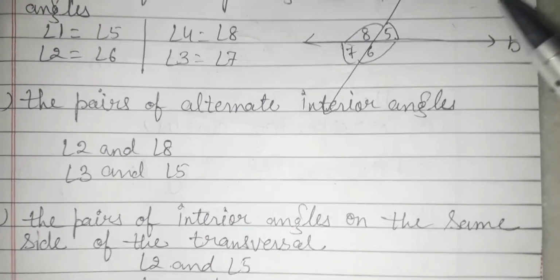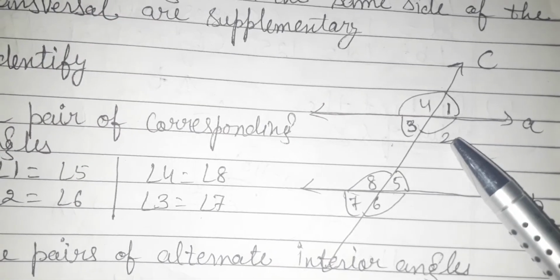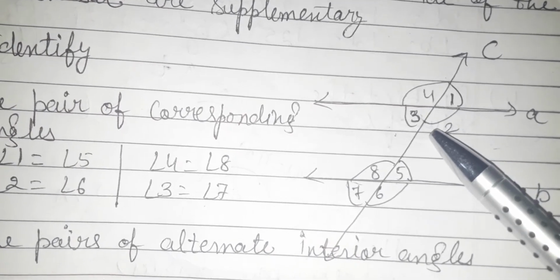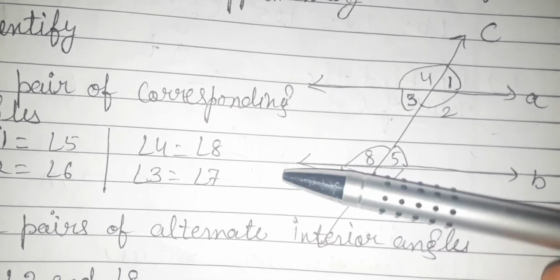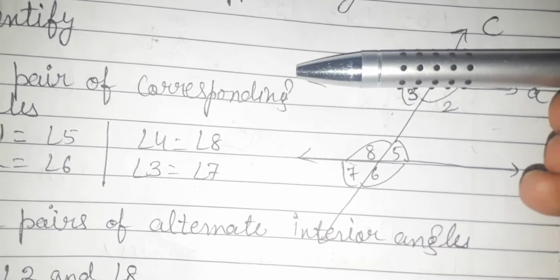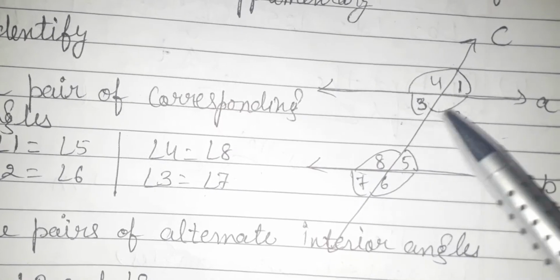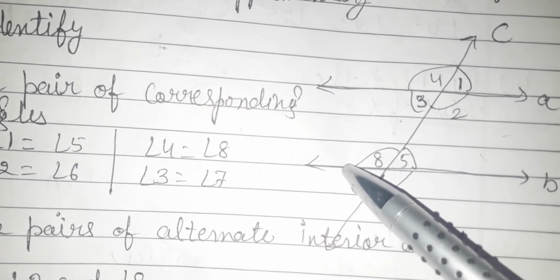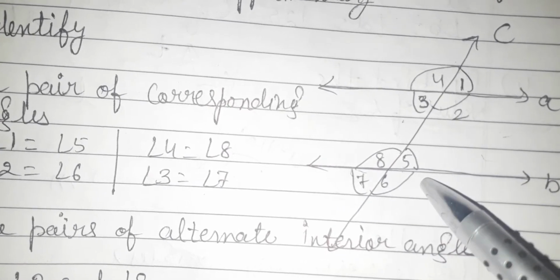The pairs of alternate interior angles. Class, you have to find alternate interior angles. It means angle 2 and angle 8 are interior, inside the parallel lines, and alternate also. The second pair is angle 3 and angle 5. Angle 2 and angle 8, angle 3 and angle 5.